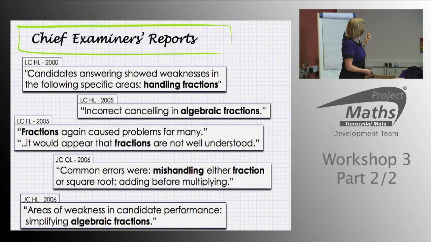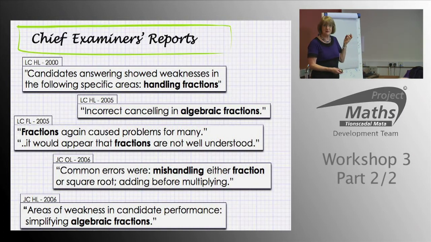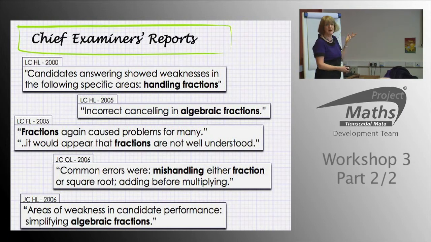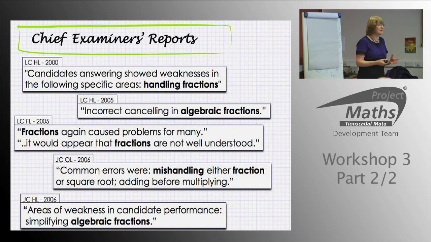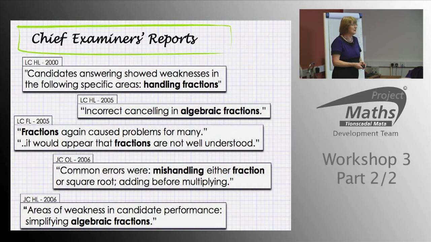So these are Chief Examiner's reports over the last couple of years about what's happening in Junior Cert and Leaving Cert. Leaving Cert higher level: incorrect handling of algebraic fractions. Leaving Cert foundation level as well. So there you have two higher level Leaving Certs and a foundation level giving problems with fractions. Junior Cert, common errors were mishandling fractions, and areas of weakness in candidate performance included simplifying algebraic fractions. Now those of us who are teachers, that was no great revelation to us. We kind of knew this was happening and we were getting on with the job, but nothing was really being done to address it.